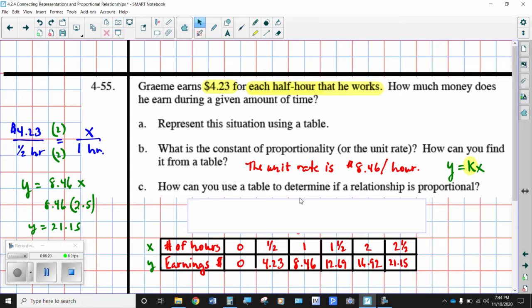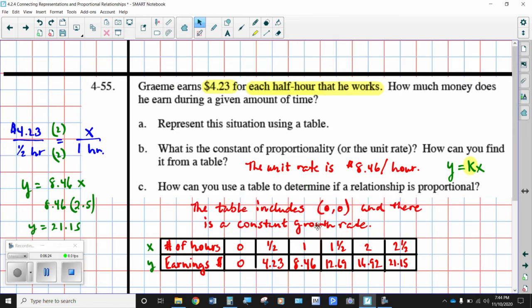So how could you use the table to determine if a relationship is proportional? Well, remember, you're looking for 0, 0, and you're looking for a constant growth rate. And in this case, since we are going in order, 0, 1/2, 1, 1.5, 2, 2.5, means there's going to be a constant growth rate where every single time it's going to increase by $4.23. Or every time you go up an entire hour, it's going to increase by $8.46.